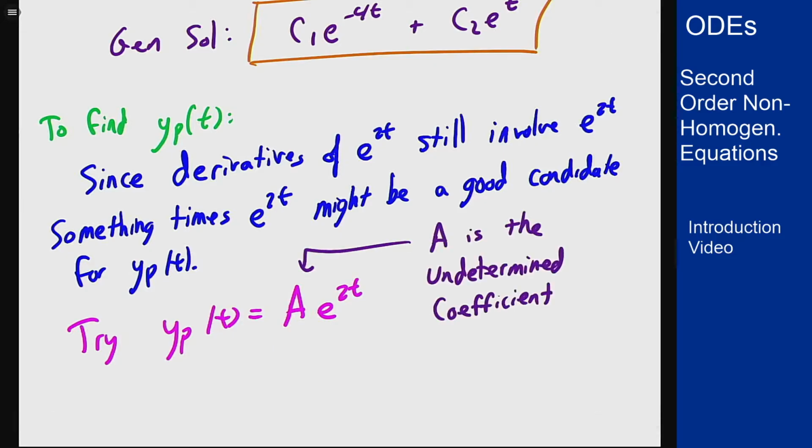As mathematicians are super creative, it is a coefficient of this e to the 2t that is as yet undetermined, so it is an undetermined coefficient, is what it is.